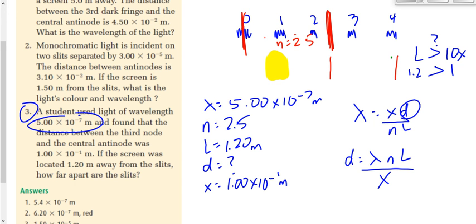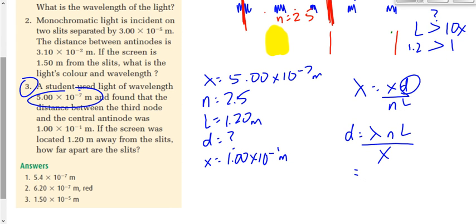Take the n out by multiplying, the x down by dividing. This is what we get. Got lambda, got n, got L, got x. Do the math there. 1.50 times 10 to the minus 5 meters.